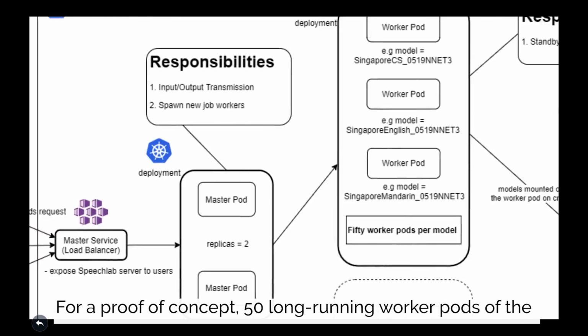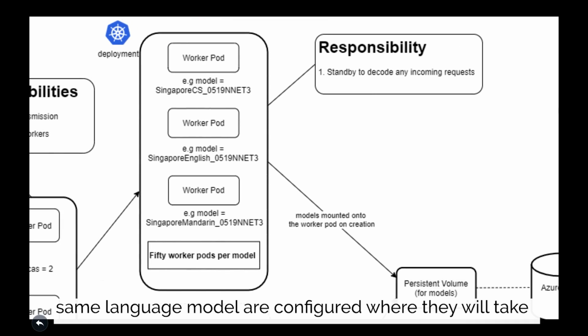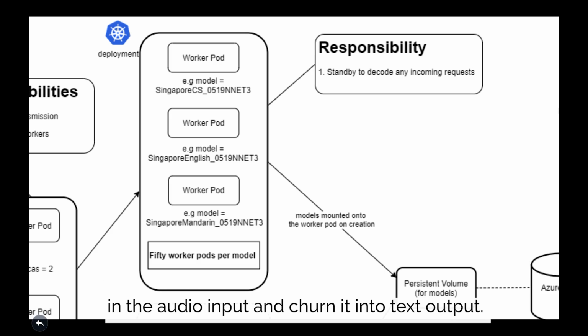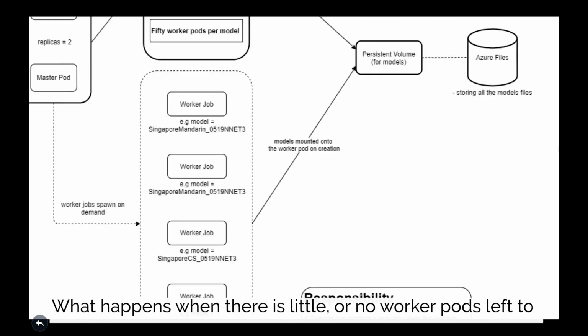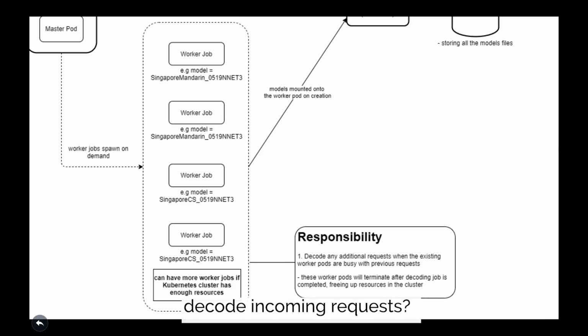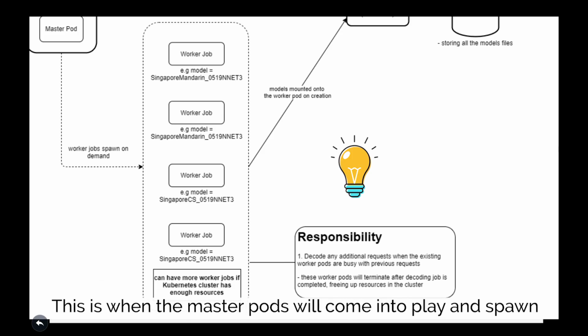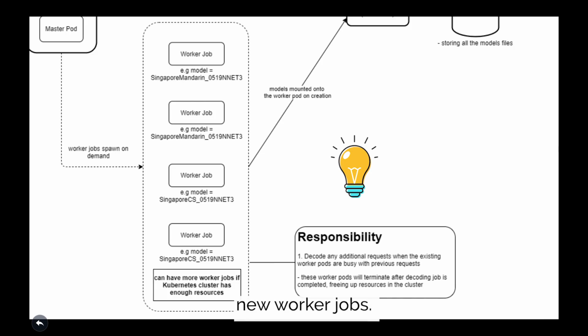For a proof of concept, 50 long-running worker pods of the same language model are configured where they will take in the audio input and churn it into text output. What happens when there is little or no worker pods left to decode incoming requests? This is when the master pods will come into play and spawn new worker jobs.